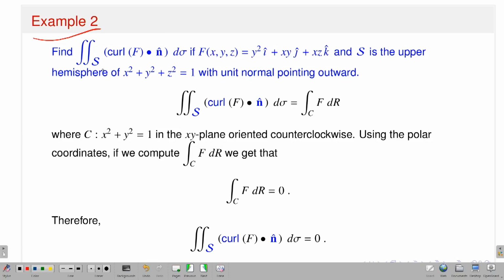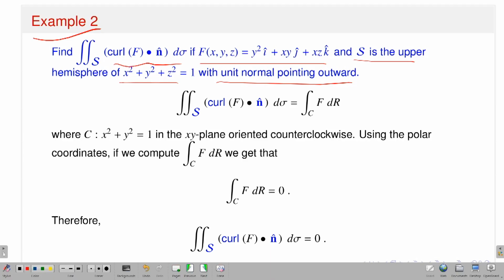So again, suppose we find the surface integral over this surface S, where the integrand is curl of F dot n cap. Then what is my capital F? Capital F is a vector field, which is y square i cap plus xy j cap plus xz k cap. And what is my surface? S is the upper hemisphere, that means you have a sphere, and I am talking about the upper hemisphere. That means x square plus y square plus z square is equal to 1 in the upper plane with the unit normal pointing upward.